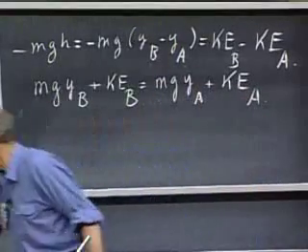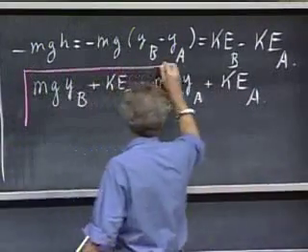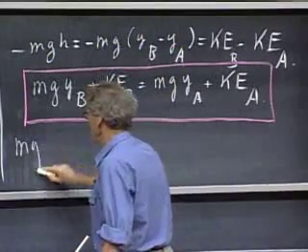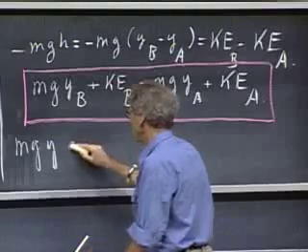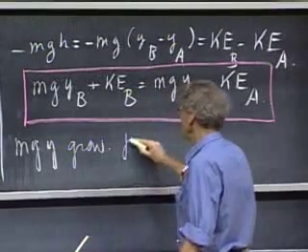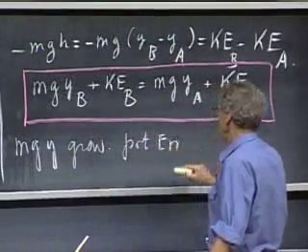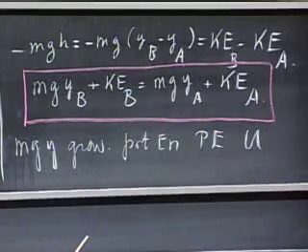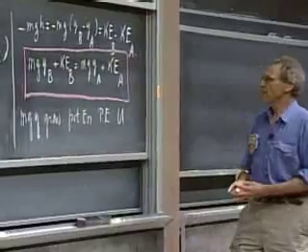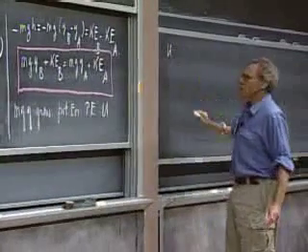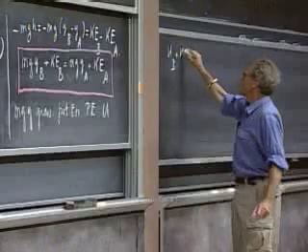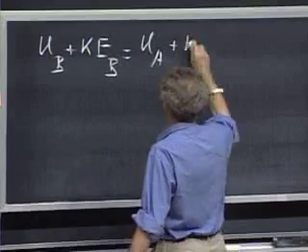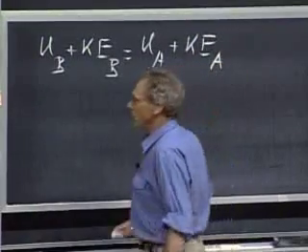And this is truly an amazing result. We call mgy, we give that a name, and we call that gravitational potential energy. Often we write for that PE or we write for that a U. And what you're seeing here is that the sum of potential energy at point B and the kinetic energy at point B is the same as the potential energy at A and the kinetic energy at point A.